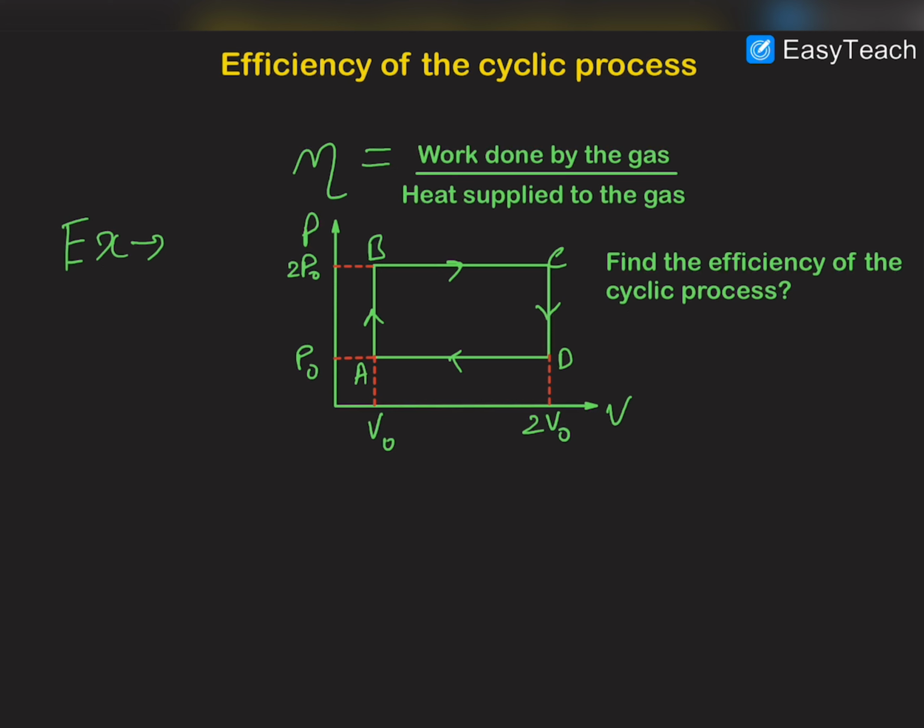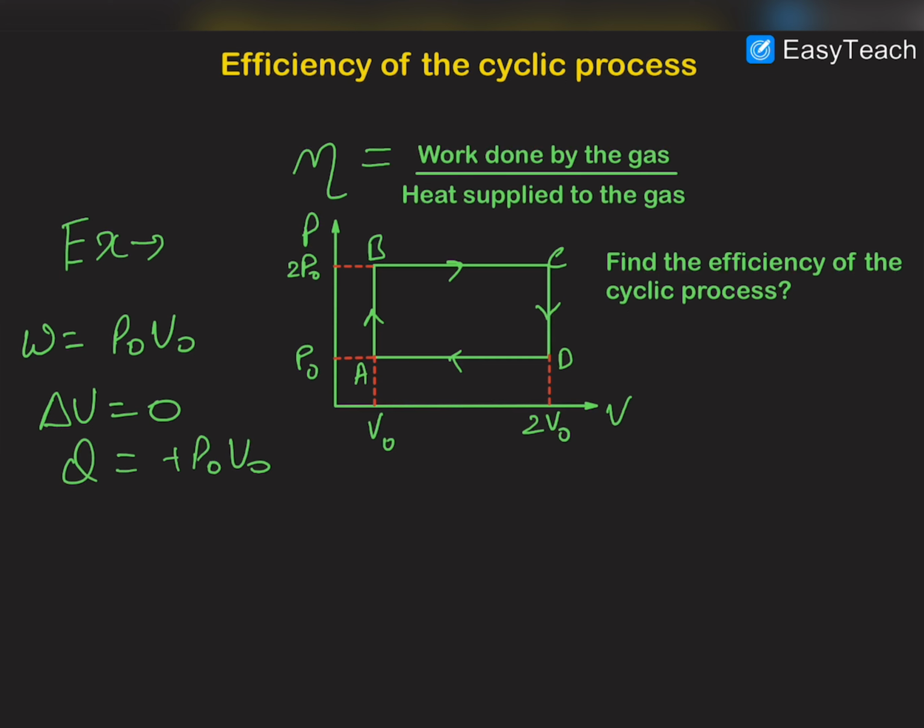We know that in this cycle, work done would be the area of the cycle, and the area of the cycle will be the area of this rectangle. So this is V0 and this is P0, so the area of the rectangle will be P0 V0. And we know that delta U will be 0 because in a cyclic process delta U is 0. So heat will be plus P0 V0.